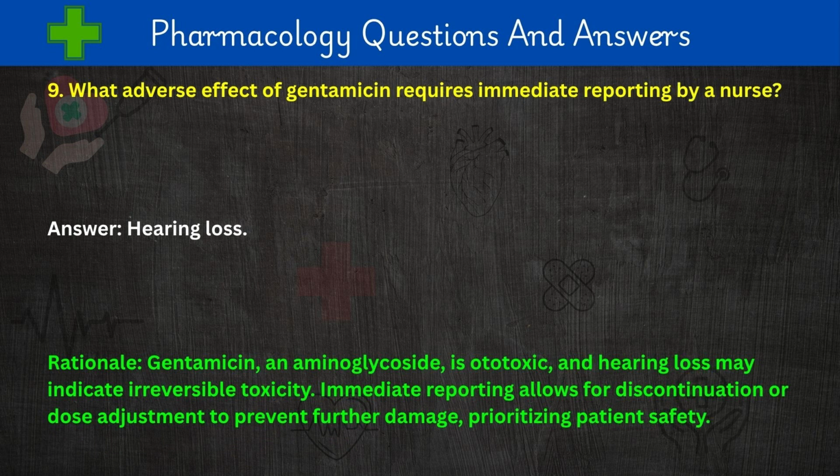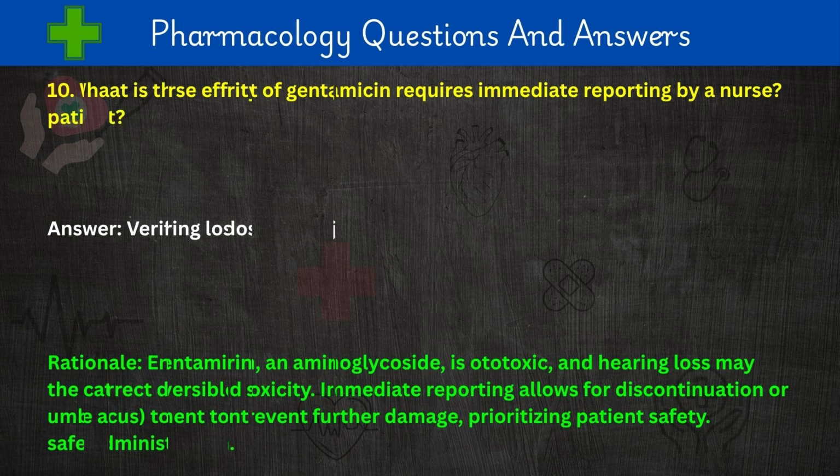9. What adverse effect of gentamicin requires immediate reporting by a nurse? Answer. Hearing loss. Rationale. Gentamicin, an aminoglycoside, is ototoxic, and hearing loss may indicate irreversible toxicity. Immediate reporting allows for discontinuation or dose adjustment to prevent further damage, prioritizing patient safety.